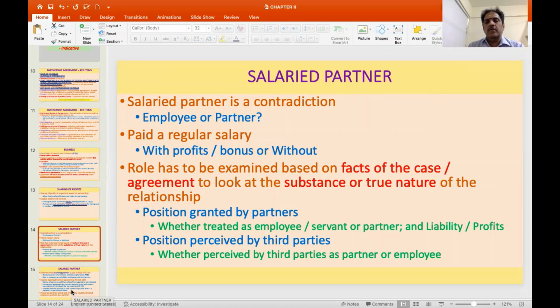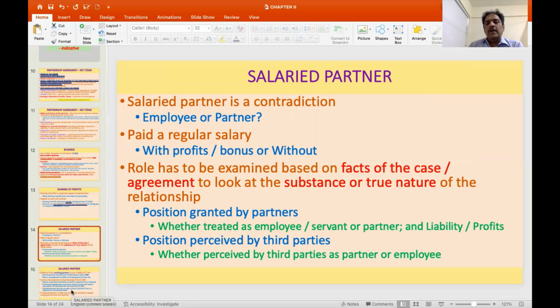So he is a person who is paid a regular salary, irrespective of whether profits are there, or in the form of a bonus, or without any relationship with profits also he could be paid a salary. Then what is his role, and whether he is a partner in the real sense or not, has to be examined based on the facts of the case, based on the terms of the agreement, and the substance of the true nature of relationship between this person who is designated to be a salaried partner and the other partners.